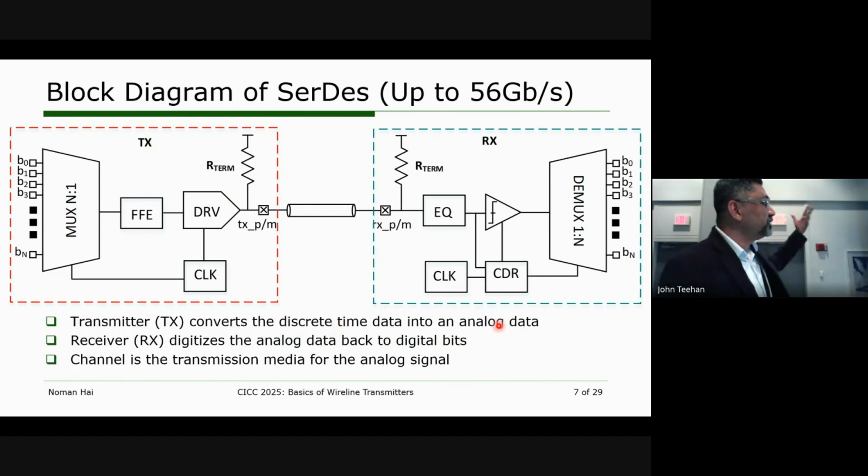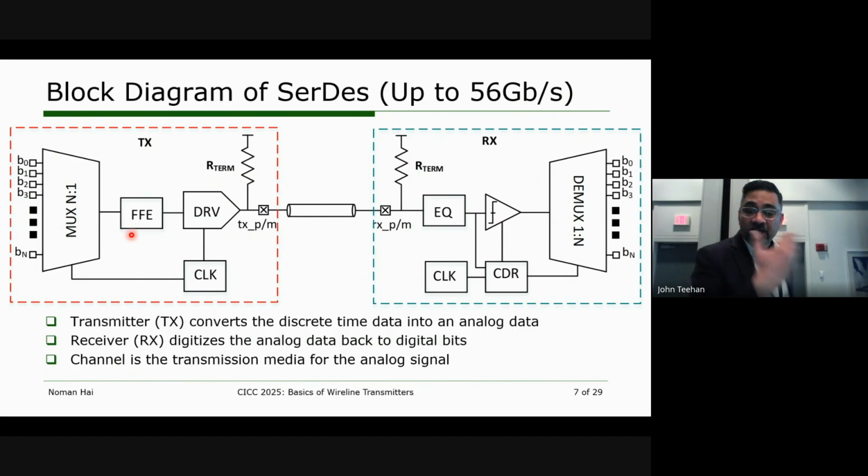Discrete data comes from the GPU, CPU, or any other data coming in parallel to us. It comes to us and we mux them. Mux is a fancy word. I don't know if you heard it or not, but you can say we do a selection. We select one data at a time, and we send that data through the FFE.